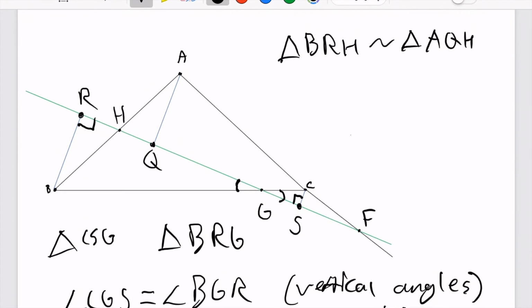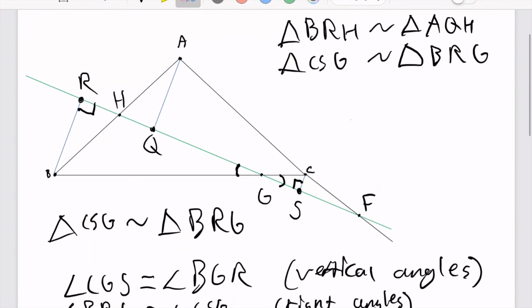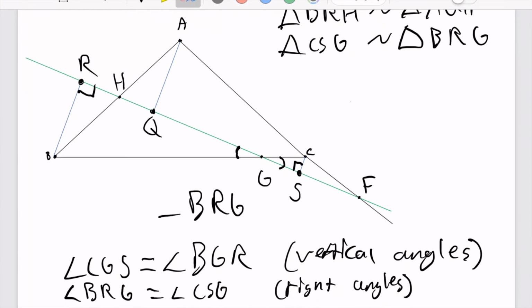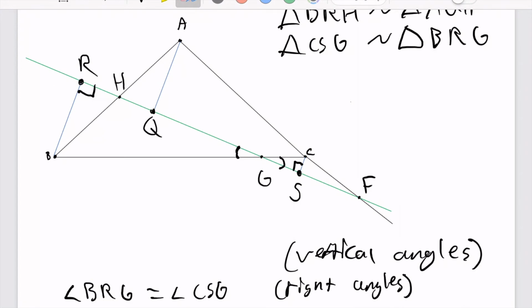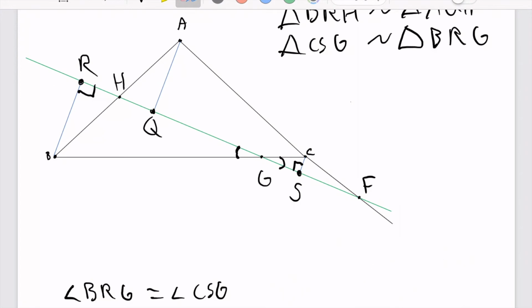So, once again, we have two angles that are equal in both triangles. So by angle, they're similar. Now, like before, I'm going to keep track of it up here. Triangle CSG is similar to triangle BRG. Okay. And if I go down here, the last set of similar triangles is going to be a slightly different situation than before, but it'll all be good.